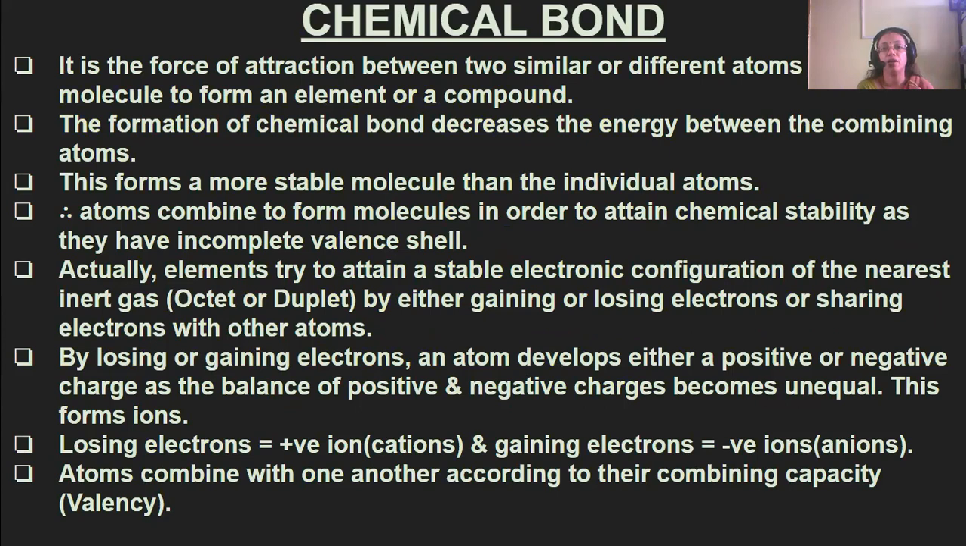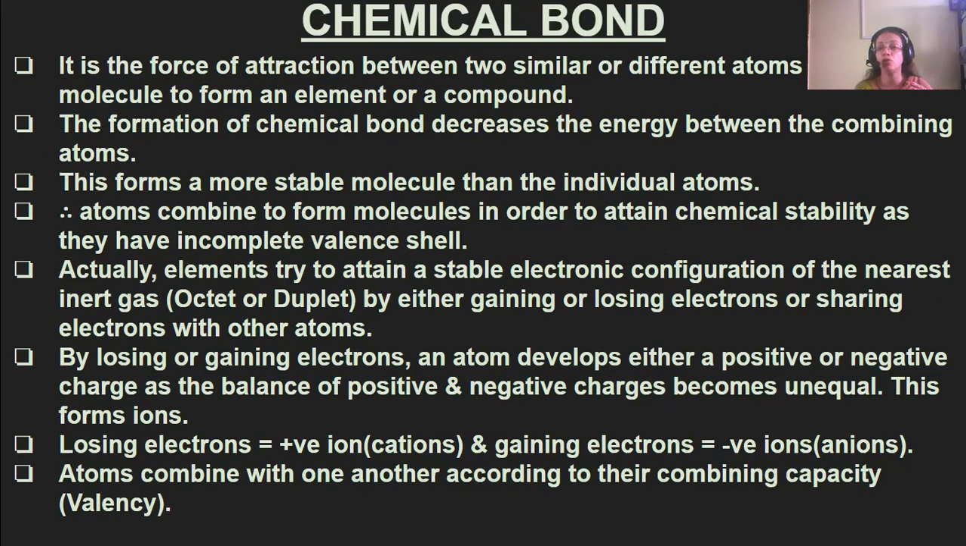And this bond is a force of attraction between two similar or different atoms to form a molecule, or to form an element or a compound. So for forming an element or a compound, a force of attraction is needed between two similar or different atoms. So that is the chemical bond.